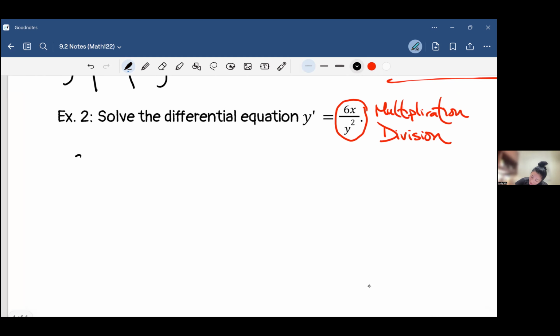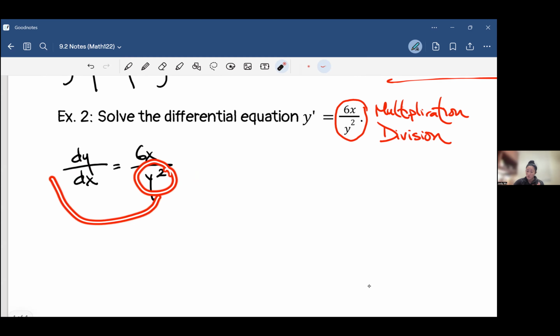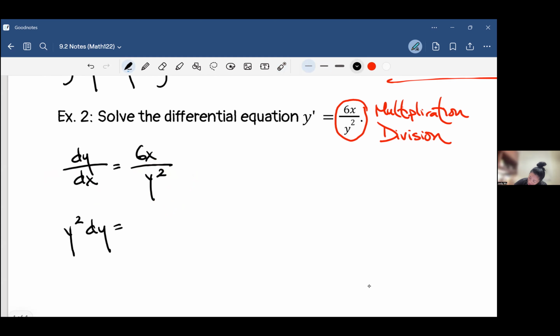So I'm going to write this as dy dx equals 6x over y squared. And now I'm going to separate. So I'm going to multiply the dx over, and at the same time, I'm going to multiply this y squared to the left-hand side. And that's going to give me y squared dy equals 6x dx, right? This is our separate step.